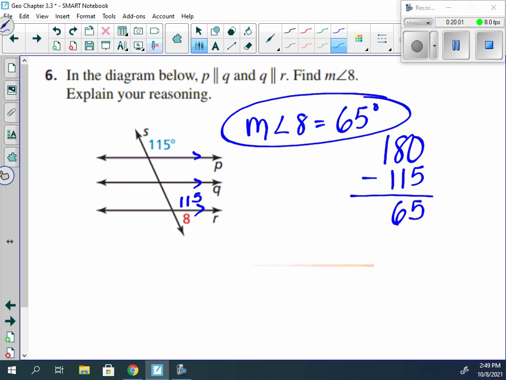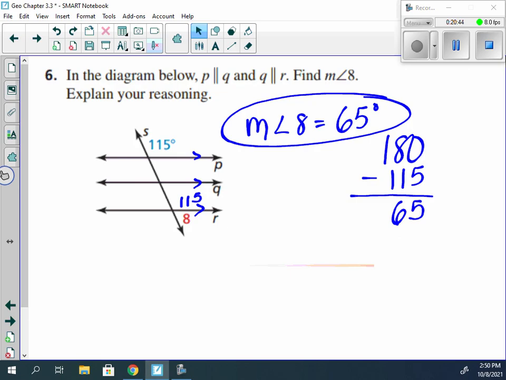Wait, so what were you talking about? 115. Because 115 and 8, are they corresponding angles? No. So are they alternate interior? Are they alternate exterior? No. So that means they can't be congruent, because if they're one of those three, then they would be congruent. So we have to find another method. Well, that means they had to add to be 180. Because what we've seen with most of these, with our two lines cut by a transversal that are parallel, they're either going to be congruent or add together to be 180. It's going to be one or the other. So here they were supplementary.